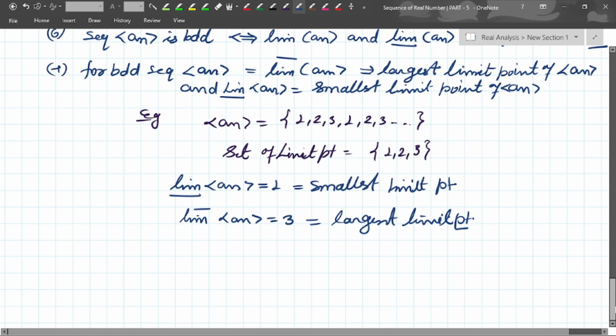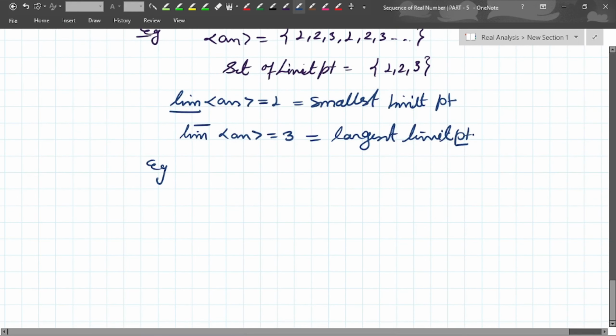So this is the concept. You can take one more example: (-1)^n, where the limit points are 1 and -1. So the limit superior is 1, and the limit inferior is -1.